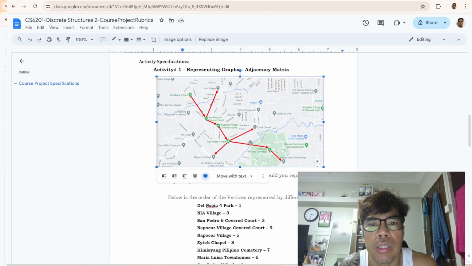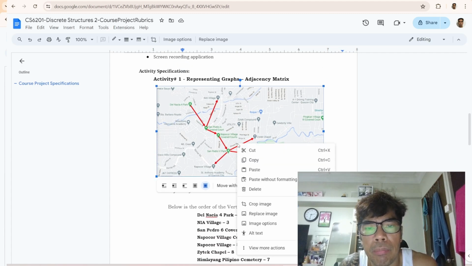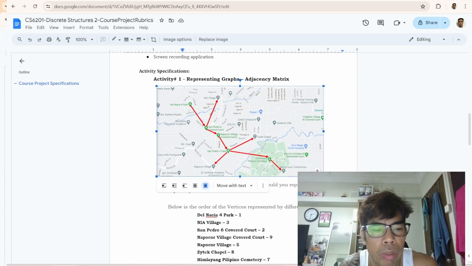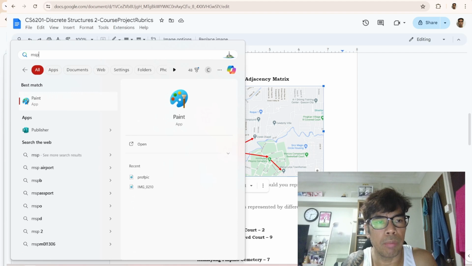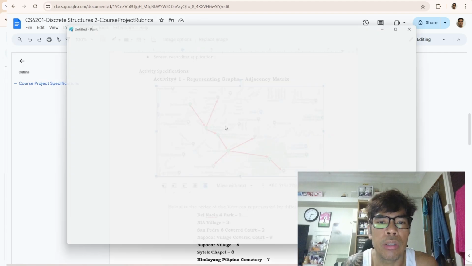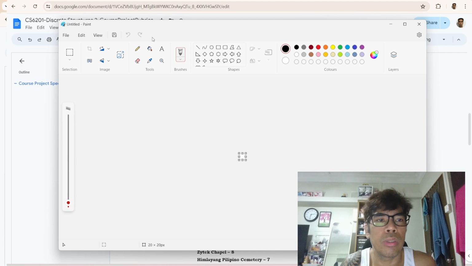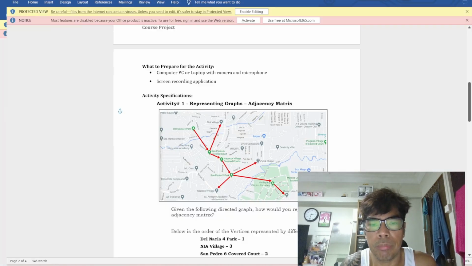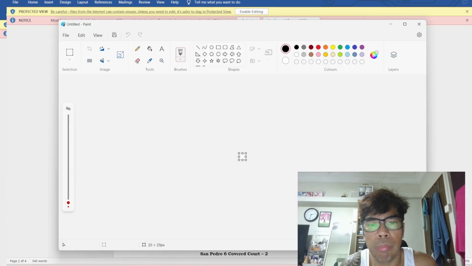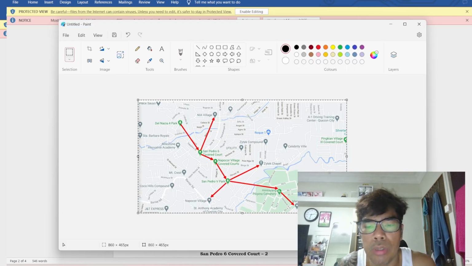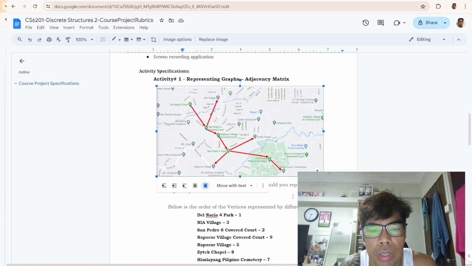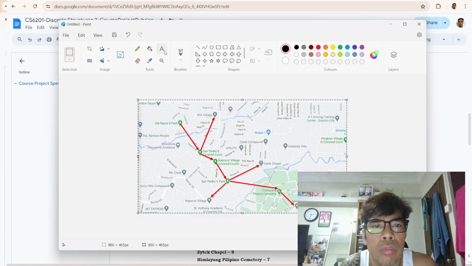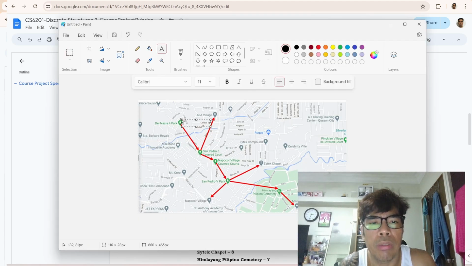The best thing I can do is get this graph, then put it in Paint first. Then from there I can assign the values so it will be easier for me. Based on the numbers, Del Nasha 4 Park is 1.